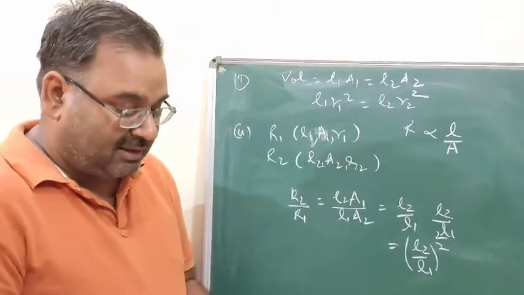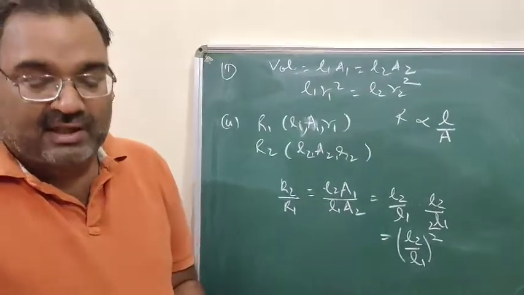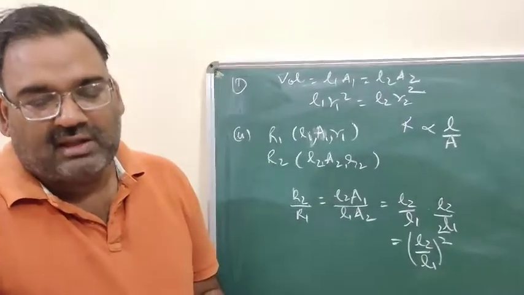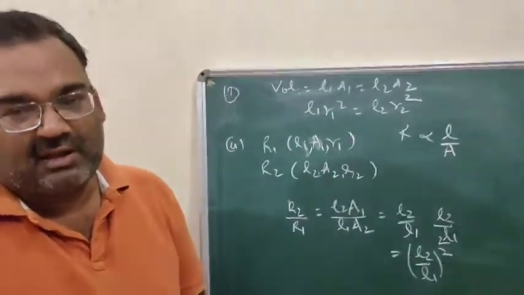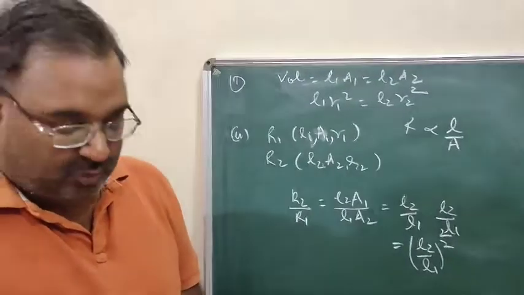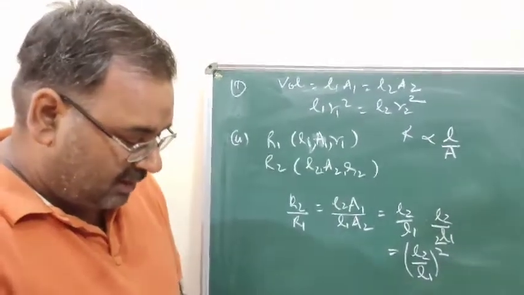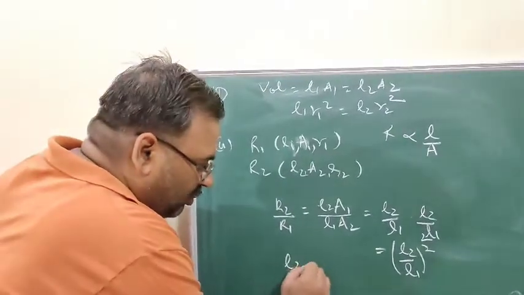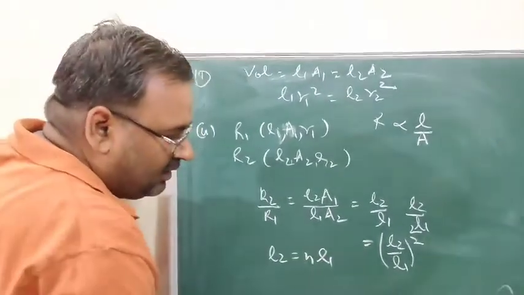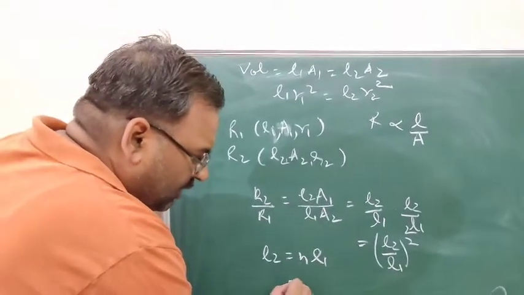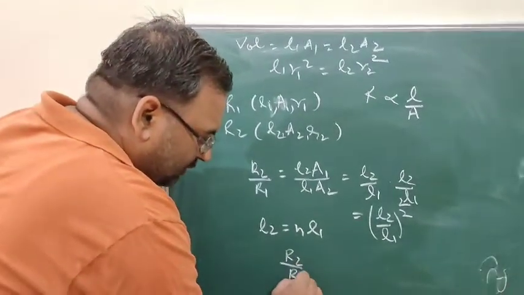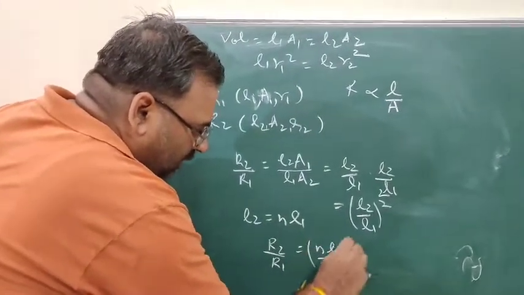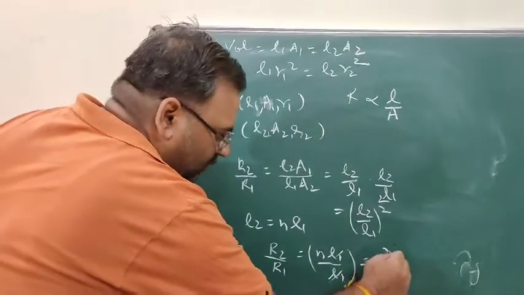For example, another example, if the wire is stretched n times, the new length becomes n times the initial length. So L2 will become n times L1. Here we put the value, so R2 upon R1, in place of L2 we have n L1 upon L1 whole square, which is equal to n squared.